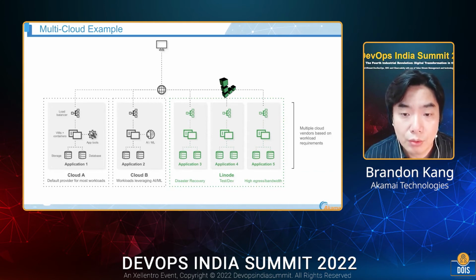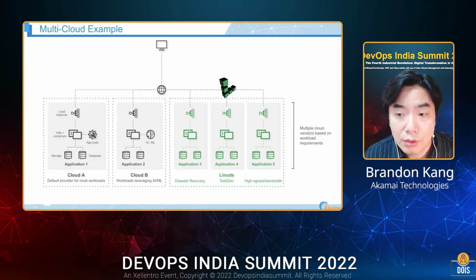In this example, developers are using Cloud A for most of their workload. There is a load balancer that distributes traffic and container-based VMs. They have storage and databases.